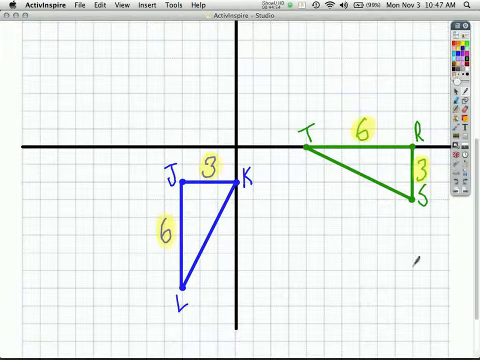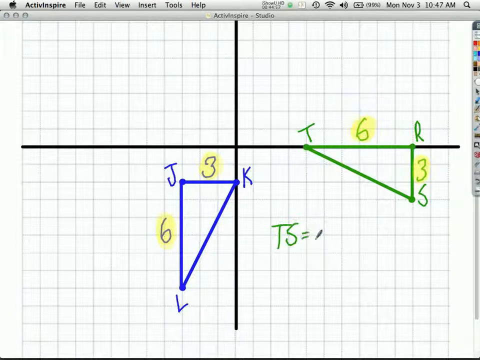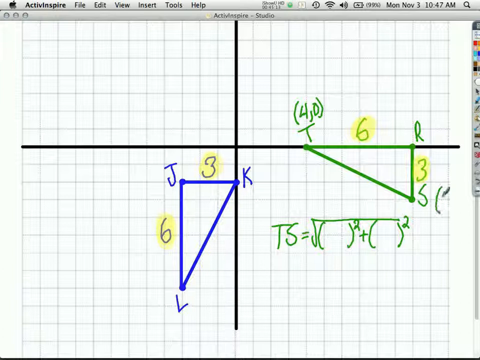That's pretty simple. So TS will be the square root of the difference of the x's squared plus the differences of the y's squared. So let me write it down because I need to see it. So that's 4, 0. And this is 10, -3. Is that right? So we got 10 minus 4, so that's 6 squared, and then we've got -3 minus 0, that's -3 squared.